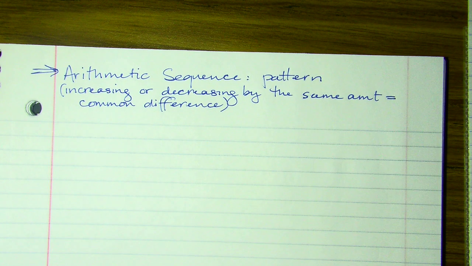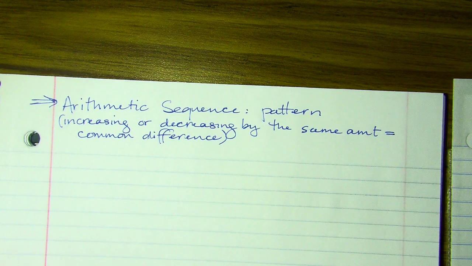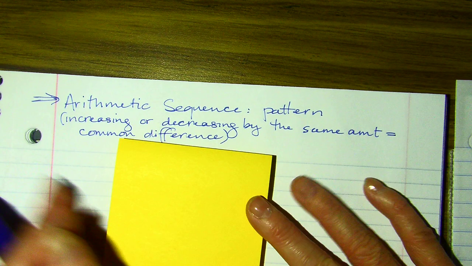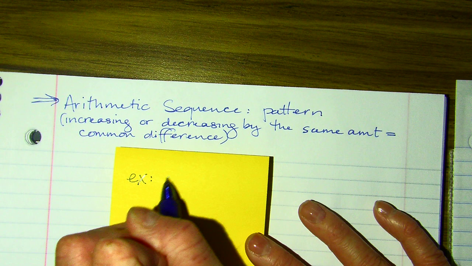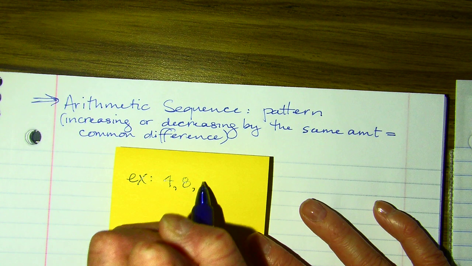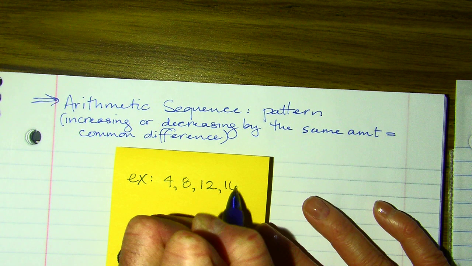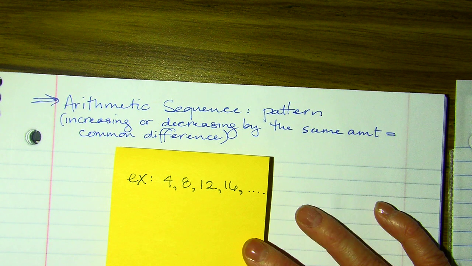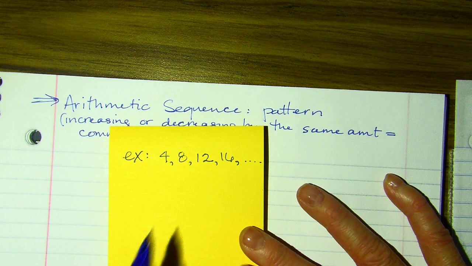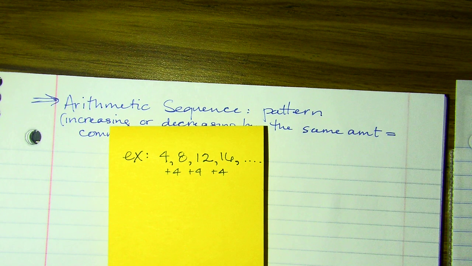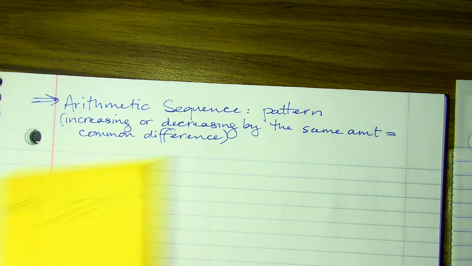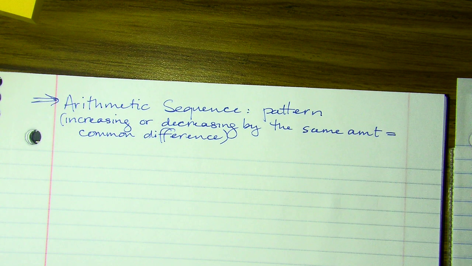So the rule for an arithmetic sequence, an example would be 4, 8, 12, 16, and so on. This is an arithmetic sequence because each term is just plus 4, plus 4, plus 4. You're adding 4 every single time. So an arithmetic sequence is just a pattern of numbers.